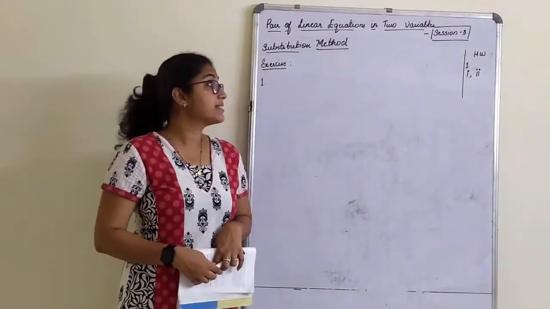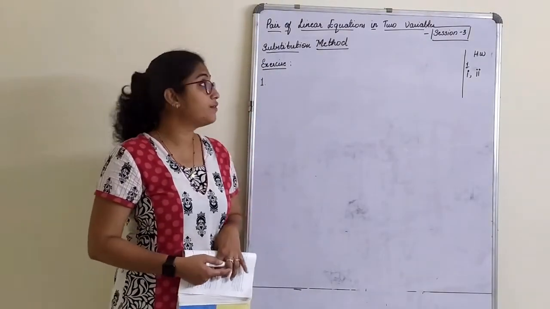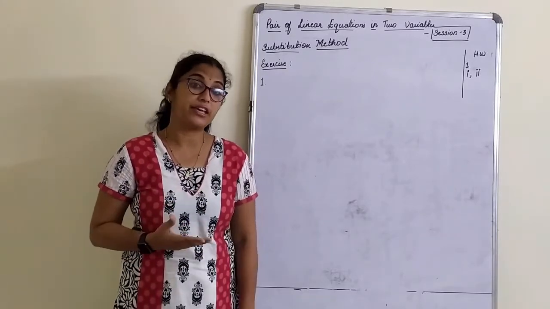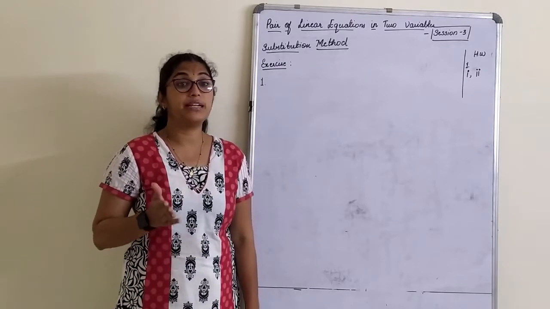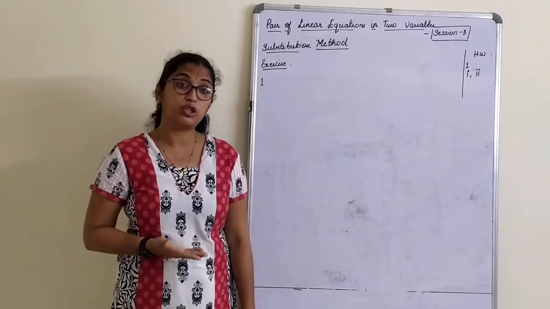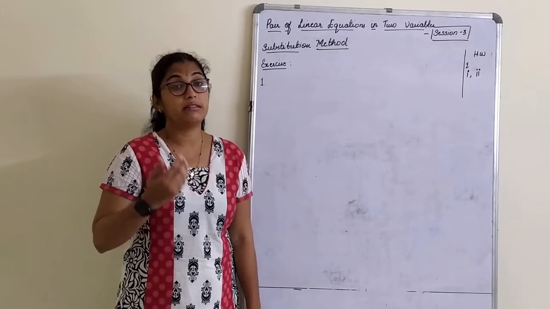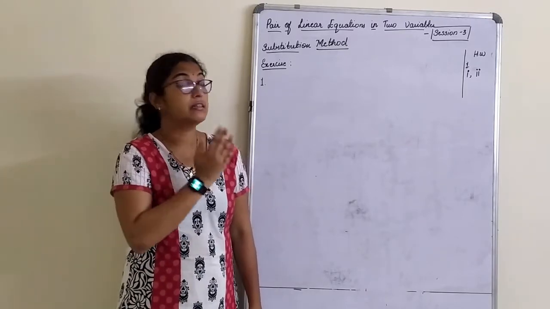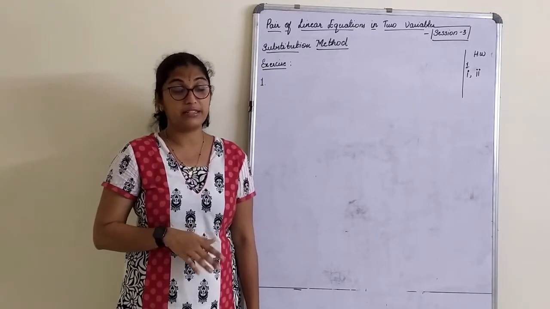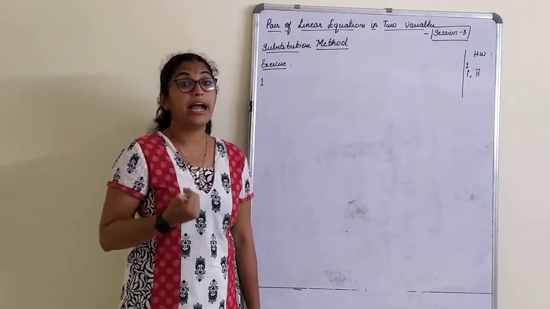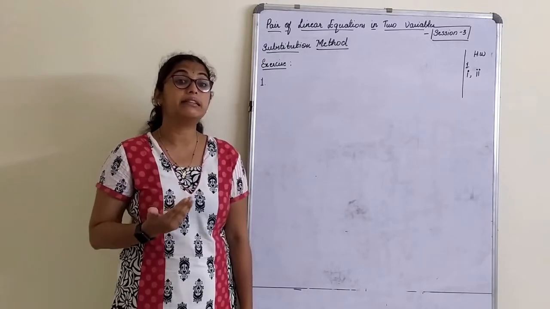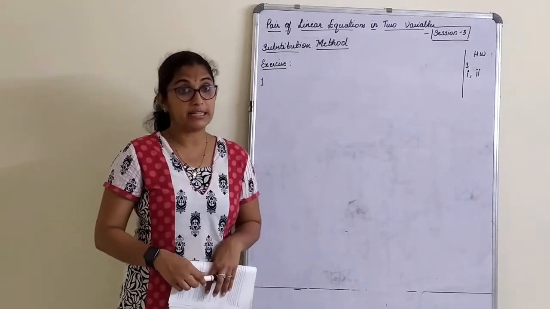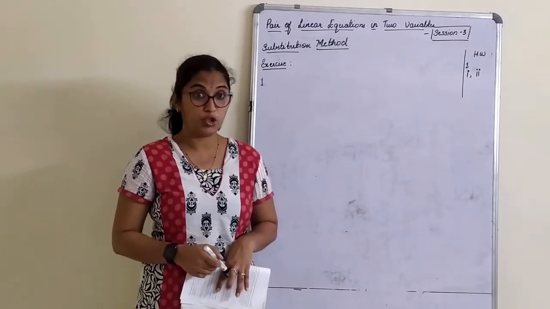Good morning. We will start session 3 on the chapter Pair of Linear Equations in Two Variables. Till now we completed the graphical method. We understood how to find the solution for the given linear equation. We also understood whether the graph is consistent or inconsistent based on its representation. If they are intersecting lines or coincident lines, then the graph is consistent. If they are parallel lines, then it is inconsistent, where it has no solution.